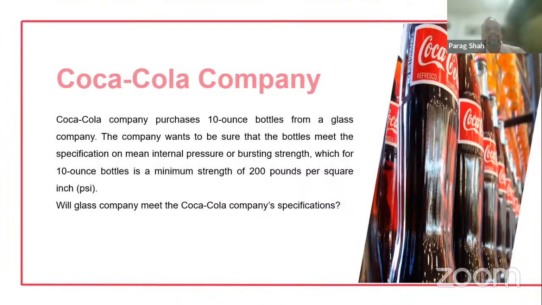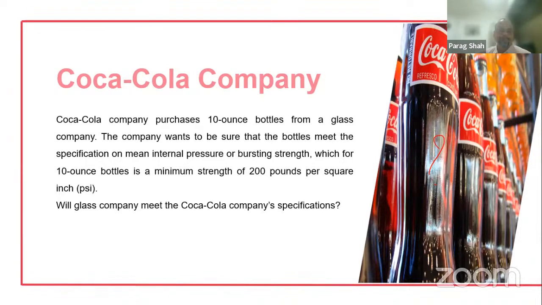Coca-Cola company purchases 10-ounce bottles from a glass company. The company wants to be sure that the bottles meet the specification on mean internal pressure or bursting strength, which for a 10-ounce bottle is a minimum strength of 200 pounds per square inch, PSI it is called. Will the glass company meet Coca-Cola's specification? This is a practical. I have taken all real case studies.